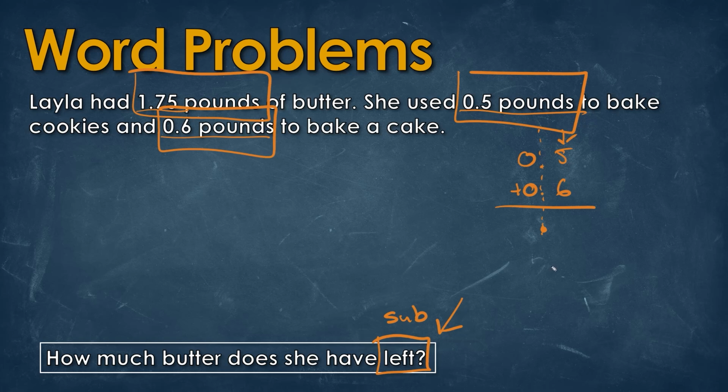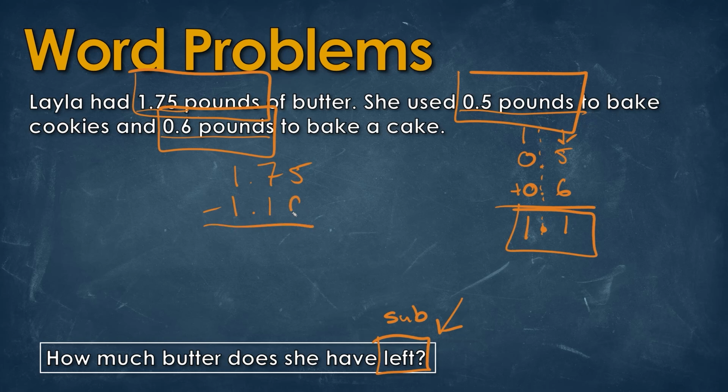5 plus 6 is going to be 11, so that's going to be a 1 here, and we'll carry the 1 over to the next column. 1 plus 0 is going to be 1, so it looks like she's used a total of 1.1 pounds of butter. We'll take the original amount that she has, so 1.75, and we'll subtract it by how much she's used.